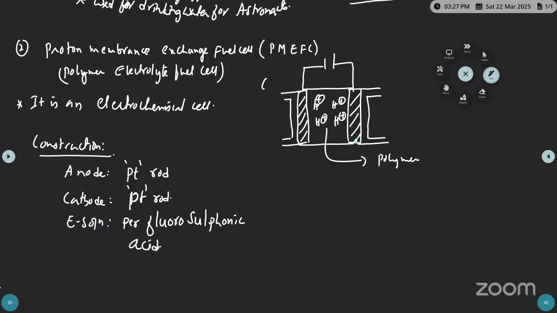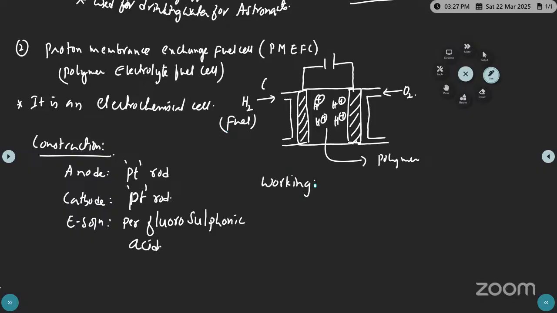Right? Here we are bubbling the hydrogen gas, and here oxygen gas. The fuel, that is, hydrogen gas, is bubbled here, and we can also use hydrocarbons in place of hydrogen. Hydrocarbons are also used as fuels.